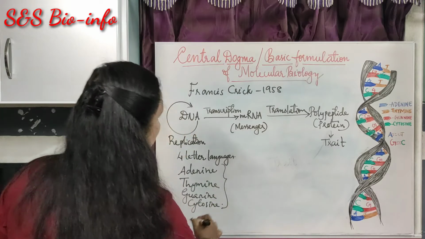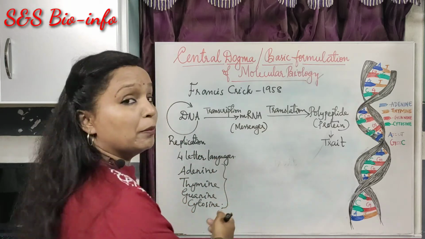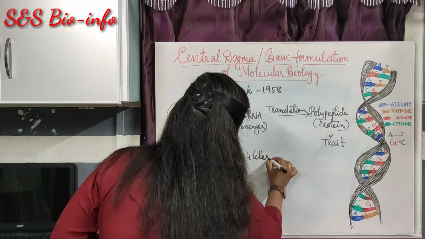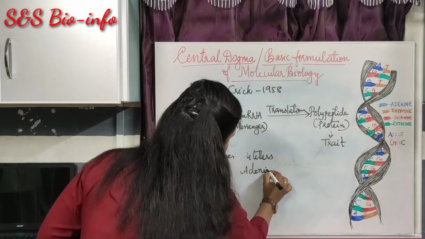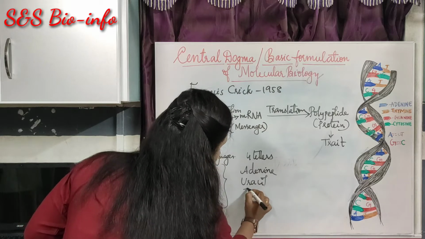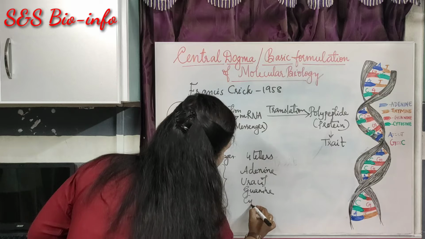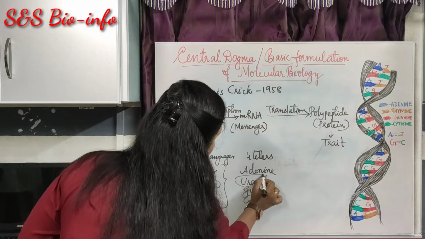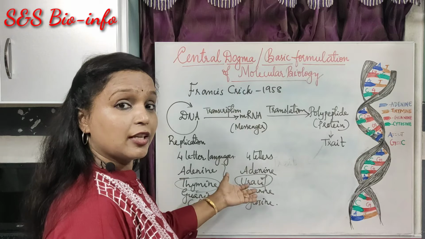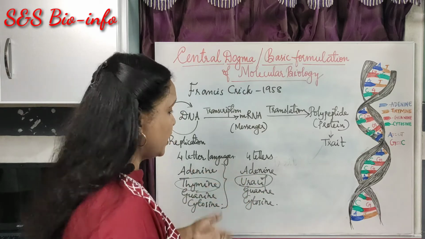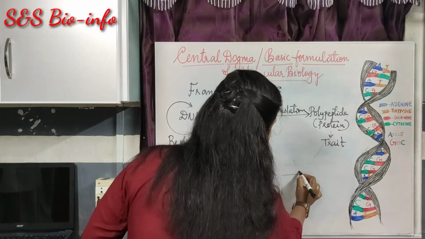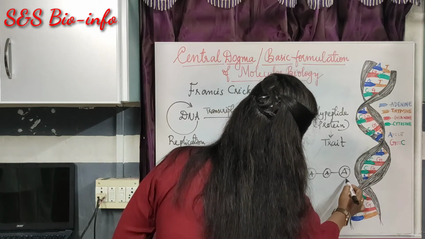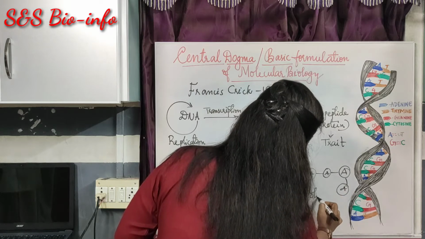This 4-letter language is transcribed into messenger RNA, that is in the form of another 4 letters like adenine, uracil, guanine and cytosine. Here there is one difference. Instead of thymine, in the mRNA there is uracil. And these 4-letter languages, that means 4 different types of nucleotides in the mRNA, are translated into a chain of amino acids. Okay. Chain of amino acids forms a polypeptide.